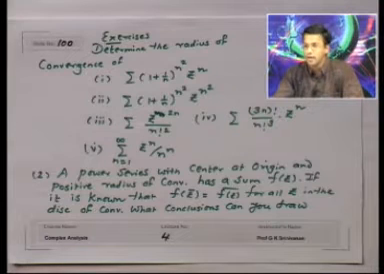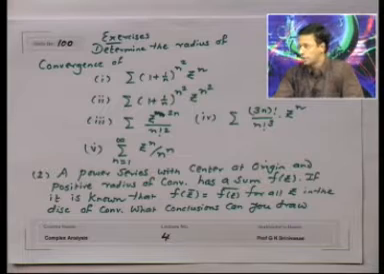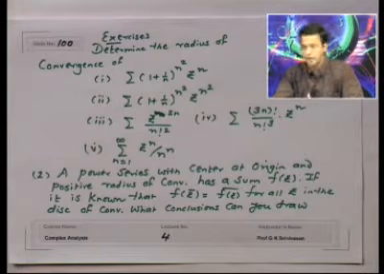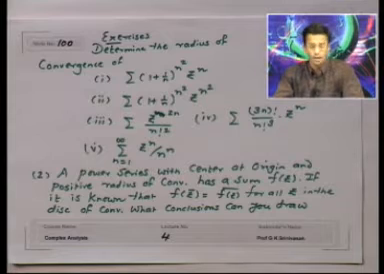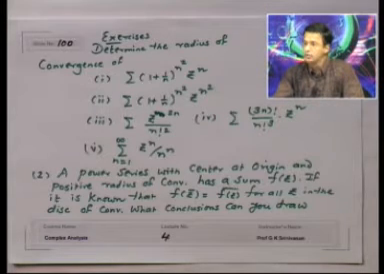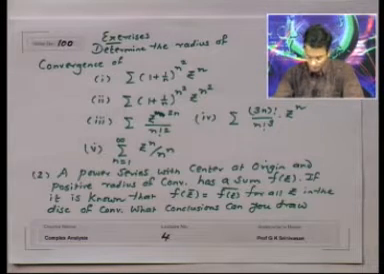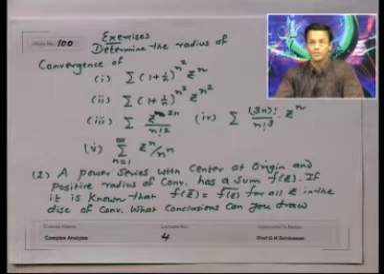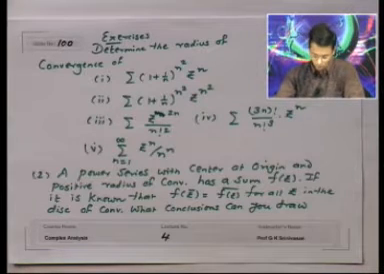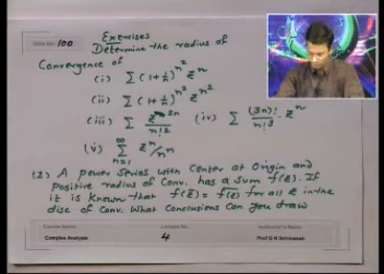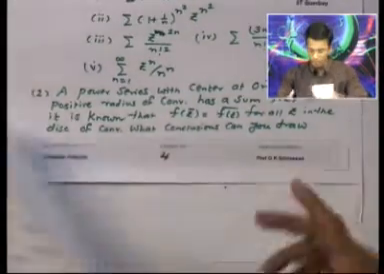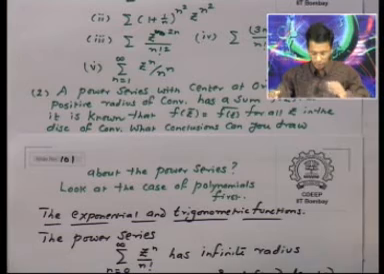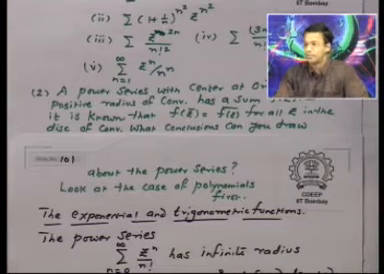The second question is, you are given a power series with center at the origin and positive radius of convergence. The radius of convergence could be infinity, that is allowed. And the sum function is f of z. It is known that f of z bar equals f of z the whole bar for all z within the disk of convergence. What conclusions can you draw about the power series?